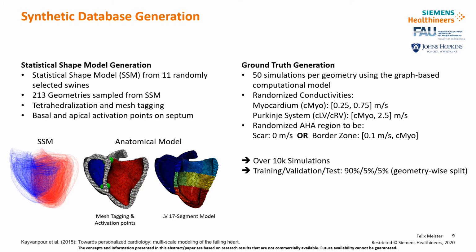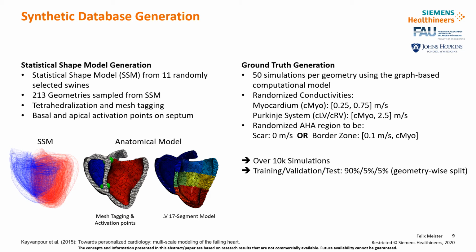Anatomical variability was increased by sampling over 200 geometries from a statistical shape model, which was built from 11 randomly selected swines. Tetrahedralization and mesh tagging was applied to generate anatomical models, on which we defined a set of 4 initial activation points. To obtain ground truth information, we simulated 50 depolarization patterns per geometry. Hereby, the same graph-based computation model of cardiac electrophysiology was used.